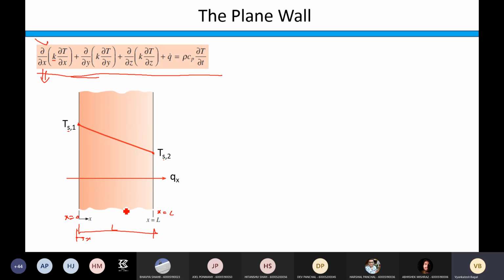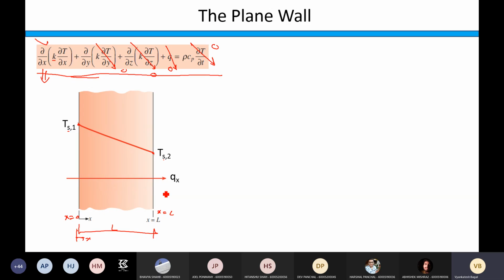I am going to talk about all that. Temperature variation is not there with respect to time, so this will be 0. Then this is a one-dimensional problem, so these two will be 0. There is no internal heat generation, so this will be 0. So give me some time and then I will explain.